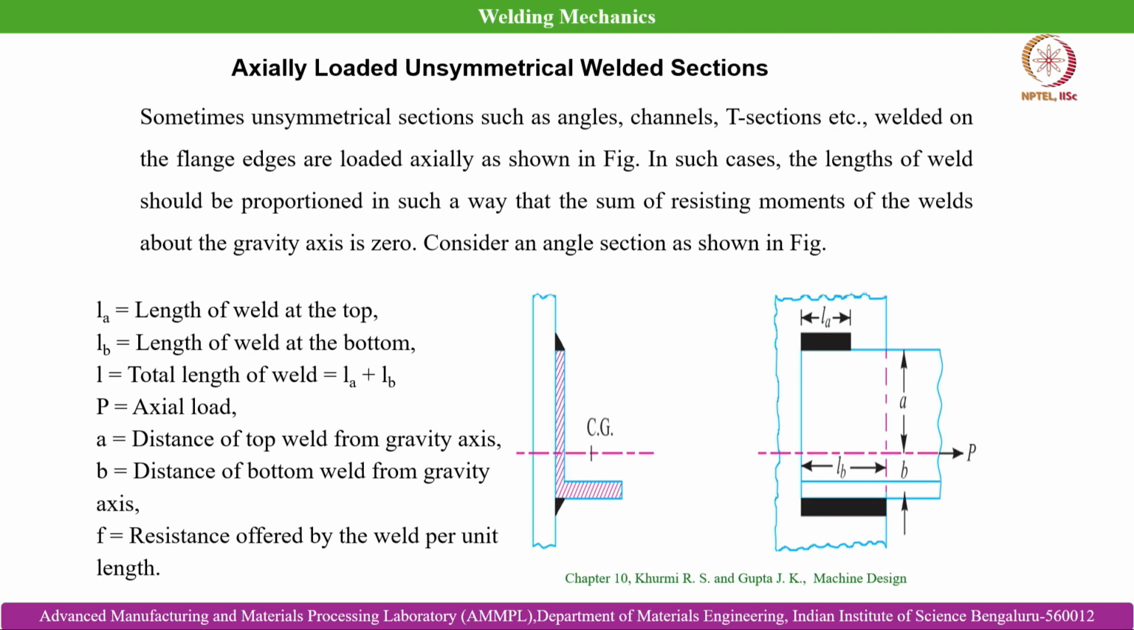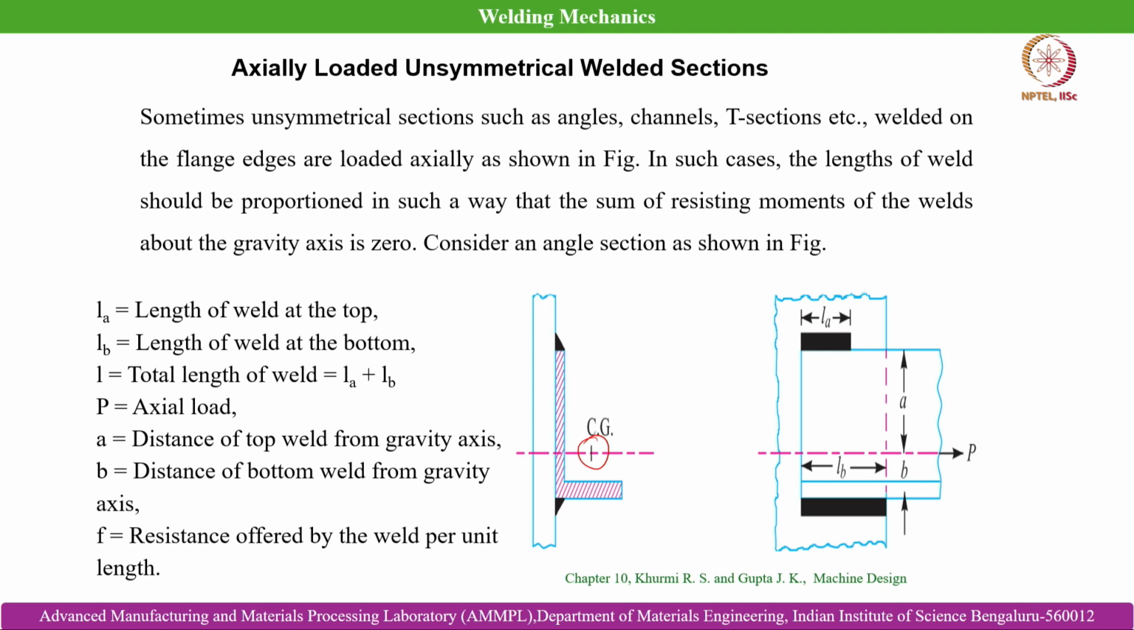Now we will move to the axially loaded unsymmetrical weld section. This problem is a little bit tougher, but in real life assemblies we often come across this kind of weld joint, so it is important to understand the mechanics of axially loaded unsymmetrical welded sections. Sometimes unsymmetrical sections such as angles, channels or T sections are welded on the flange edges and loaded axially, as shown in this figure. In such cases the lengths of the weld should be proportioned in such a way that the sum of resisting moments of the welds about the gravity axis is 0. Here the CG lies over here. This is the center of gravity.